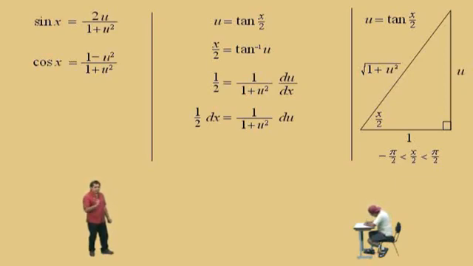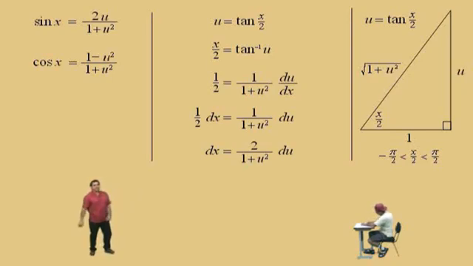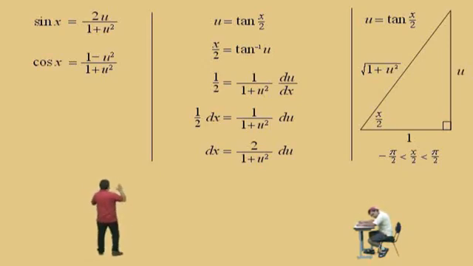We've got to solve for dx. Don't forget. So we're going to multiply both sides by 2. And what do we get for dx, Charlie? 2 over 1 plus u squared du. Very nice. Okay, now we know how to replace sine of x, cosine of x, and dx. So here we go. We're finally going to get started on this integral.